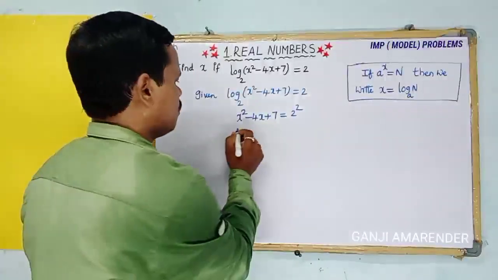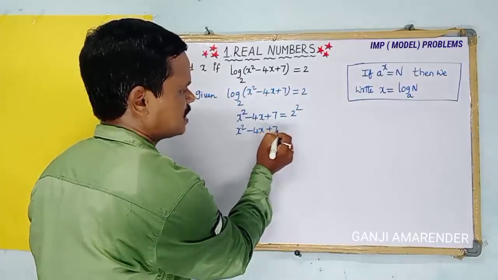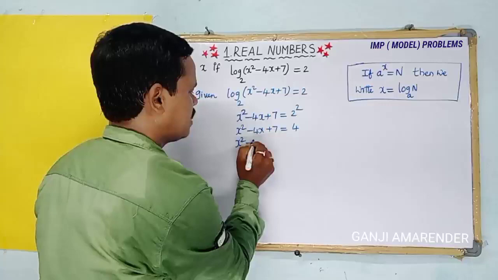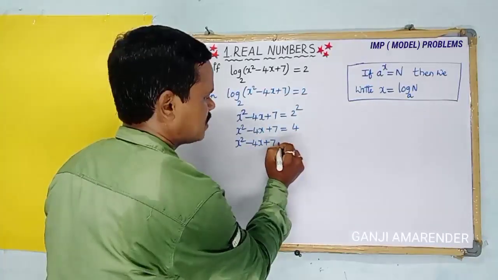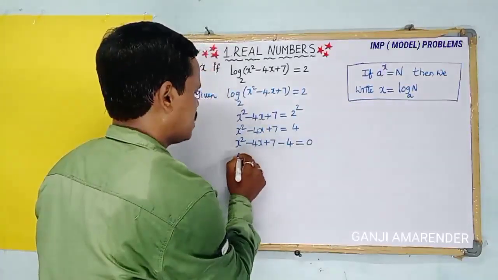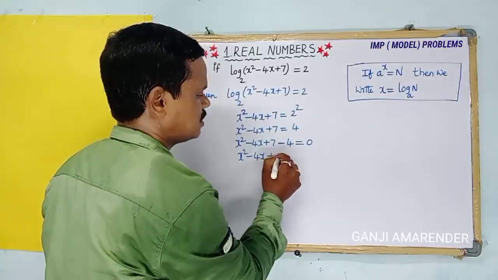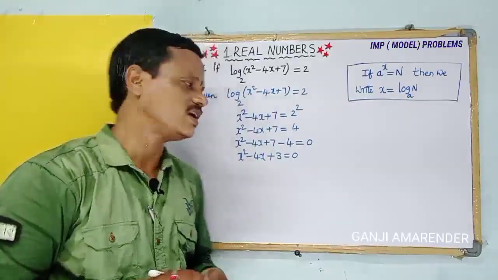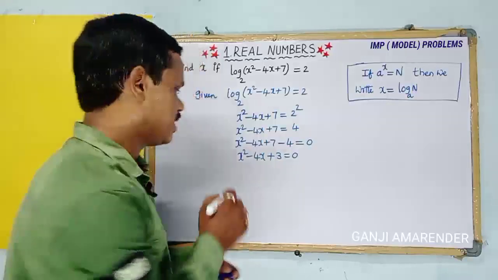Okay, now x square minus 4x plus 7, 2 power 2 means 4. I am writing on the left side, this plus 4 becomes minus 4. x square minus 4x plus 7 minus 4, that is 3, is equal to 0. x square minus 4x plus 3 is a quadratic equation. Now factorize it.